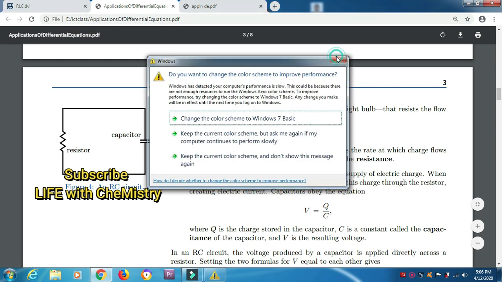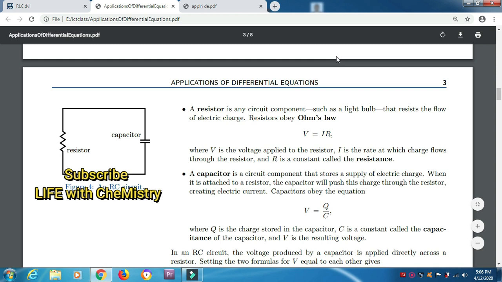When it is attached to a resistor, the capacitor will push this charge through the resistor, creating electric current. So a capacitor obeys the equation V equals Q by C, where Q is the charge stored in the capacitor and C is a constant called the capacitance of the capacitor, and V is the resulting voltage.